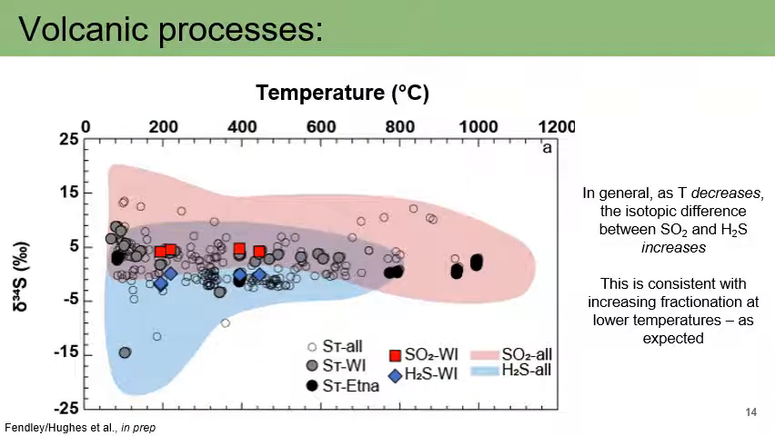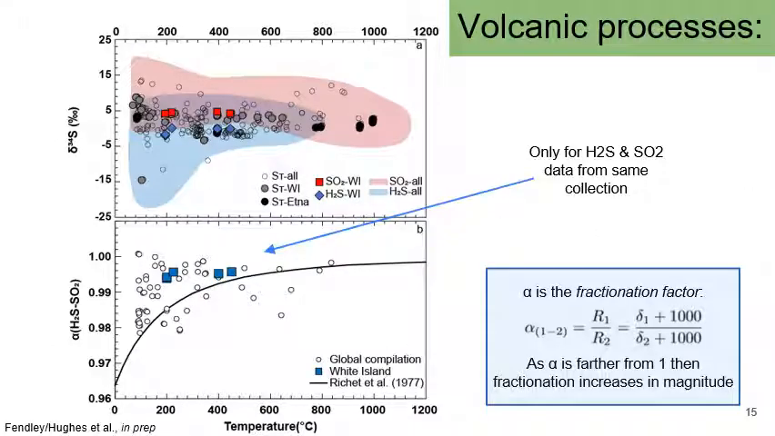Now we can see this same trend when we examine only the gas data and plot it along with the temperature of collection. In general, as temperature decreases, the isotopic difference between the two species increases, consistent with increasing fractionation at lower temperatures, as we would expect. Now we can represent the difference, or amount of fractionation, with a fractionation factor, alpha, when we have paired analyses, so both species at the same place at the same time. And we can calculate these alpha values for each of those data points and compare them with this theoretical fractionation curve in the lower plot based on laboratory experiments.